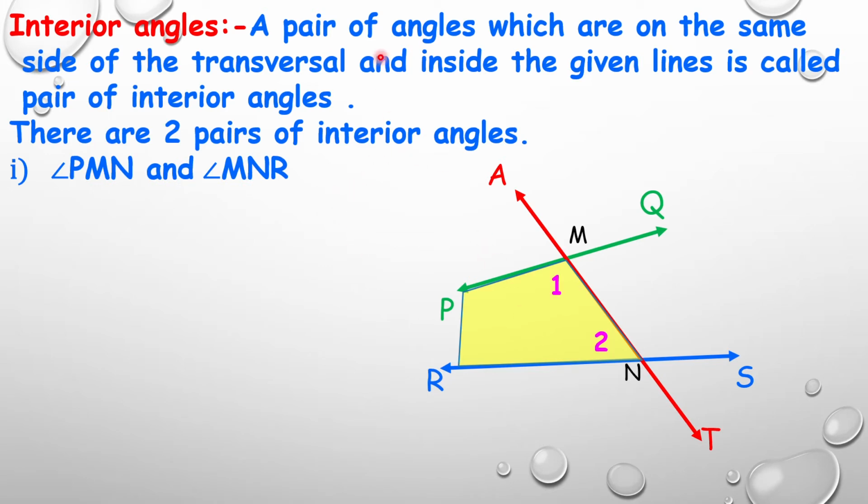First pair is angle PMN and angle MNR. If we observe, angle 1 and 2 are the angles PMN and angle MNR. Arms on the same side of transversal are MP and arms on the transversal is MN. And in MNR, arms on the same side of transversal is NR and arms on the transversal is NM. The direction of the arms on the transversal is in opposite direction.